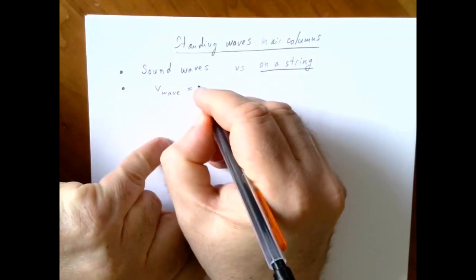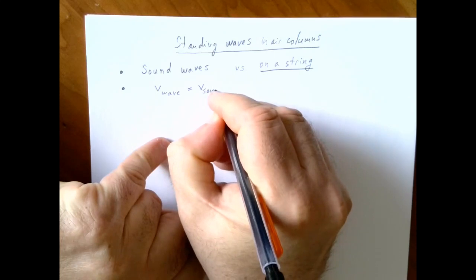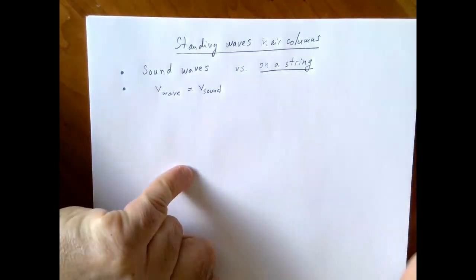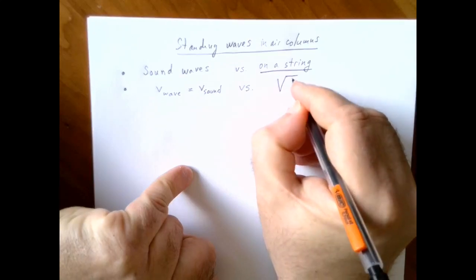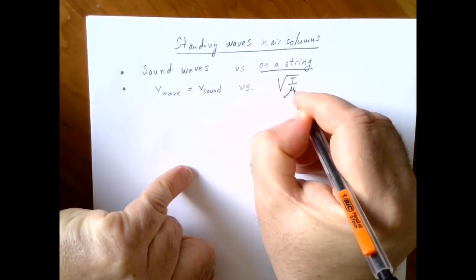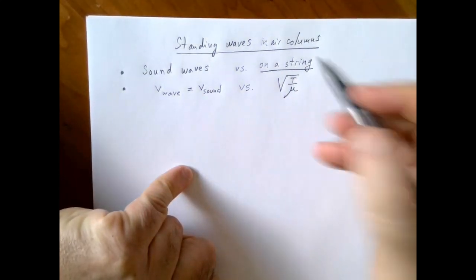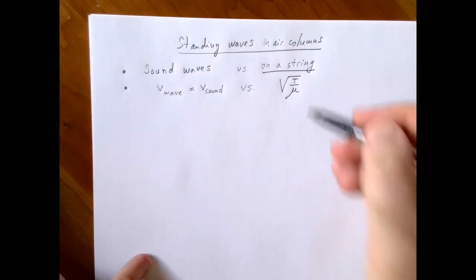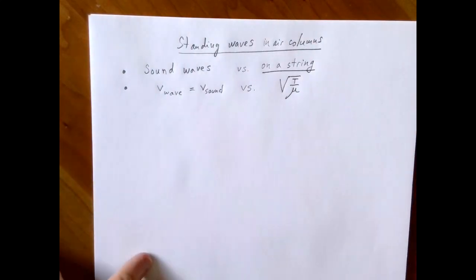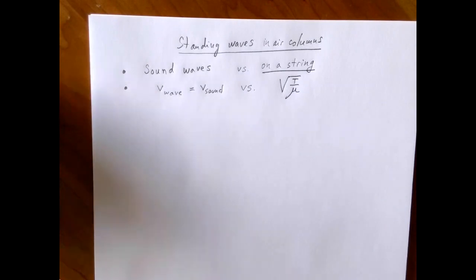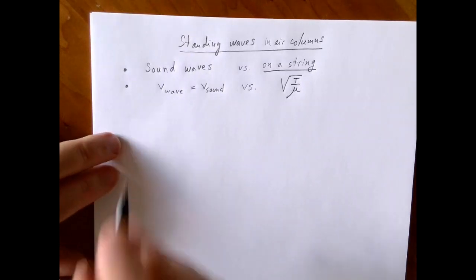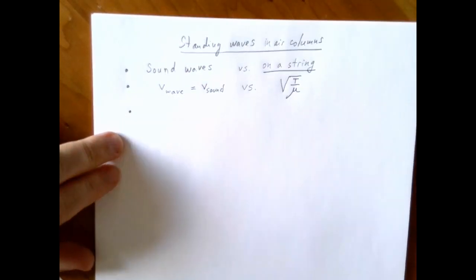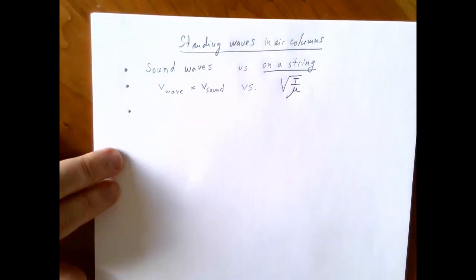So the speed of the wave is obviously the speed of sound, and that is known, as opposed to the speed being given by the tension applied to the string and the mass density of the string. There will be another difference that we'll see shortly.